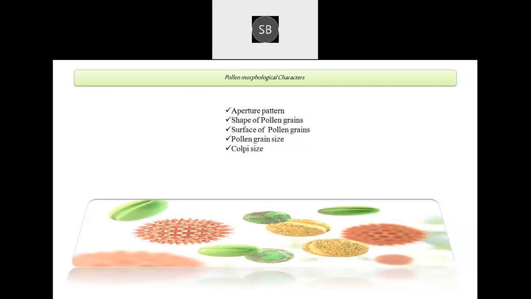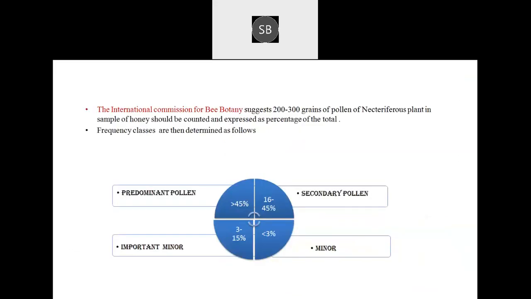Next is pollen size. It varies from species to species and also depends on the kind of pollinator that comes for pollination. And colpi size is very difficult to determine. It requires lots of handling, so I have not gone into that much detail.